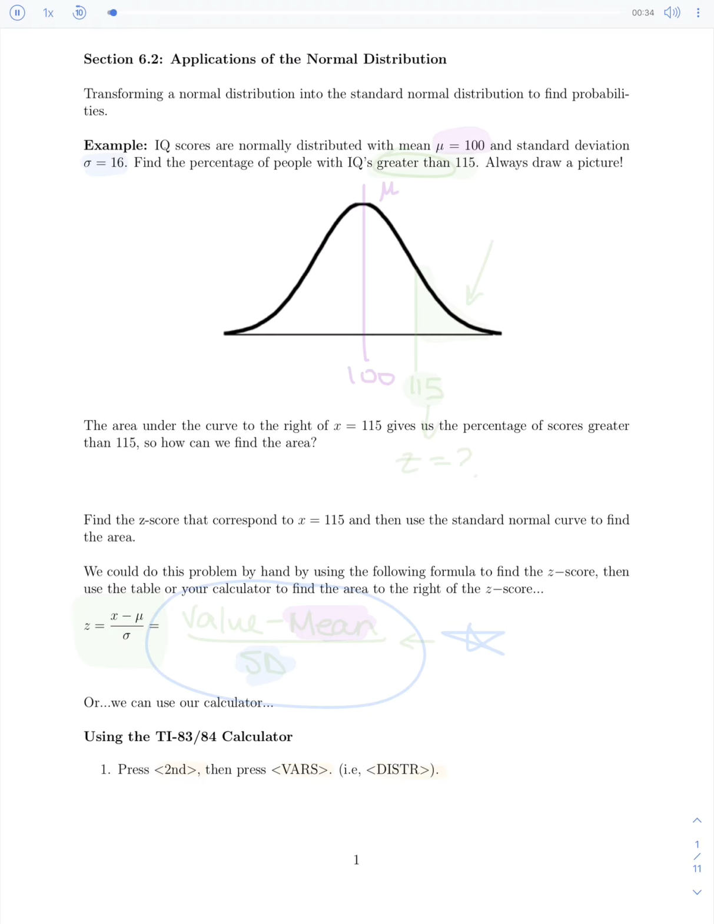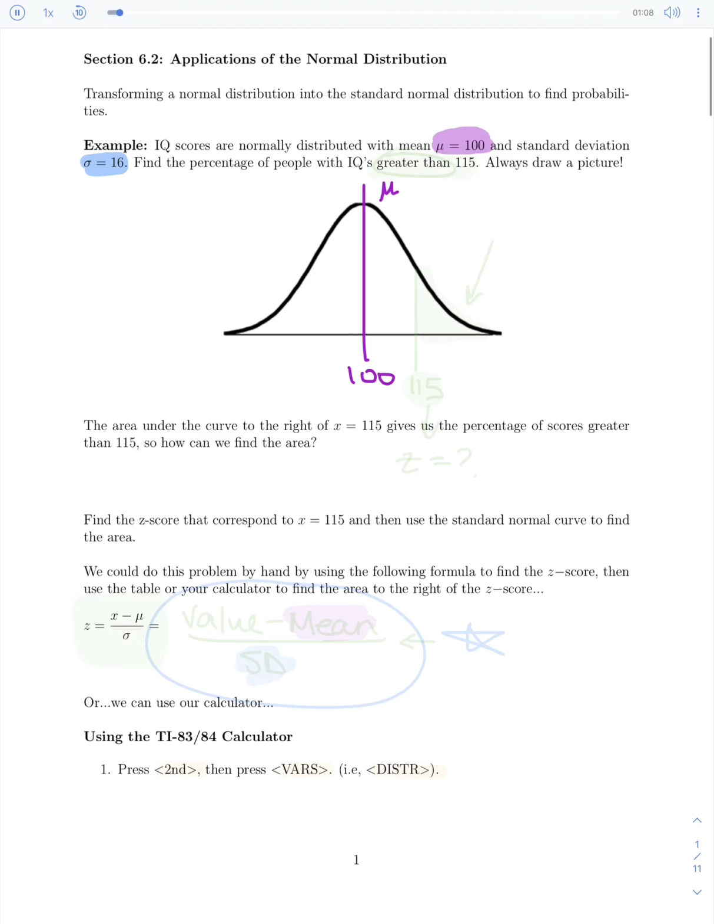We've got IQ scores are normally distributed with a mean of 100. Now when we had z-values, the mean was always 0 and it went in the middle. Well, mean still goes in the middle even though it's not 0. The mean is mu, which is 100. So we'll put that in the center. And our standard deviation is 16. Find the percentage of people's scores, of IQ scores greater than 115.